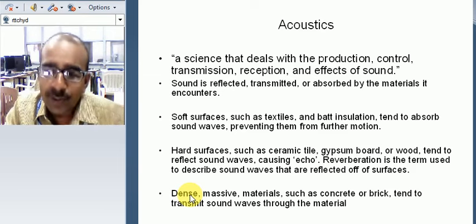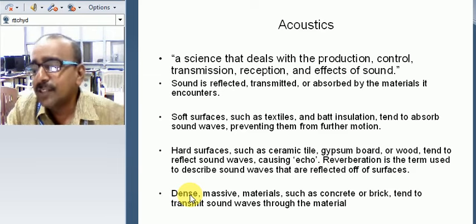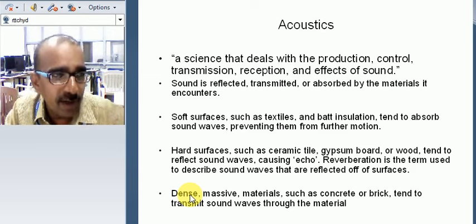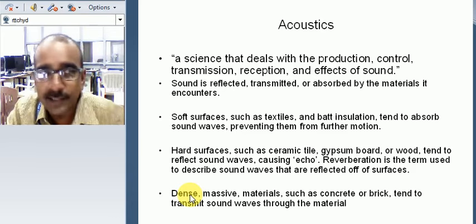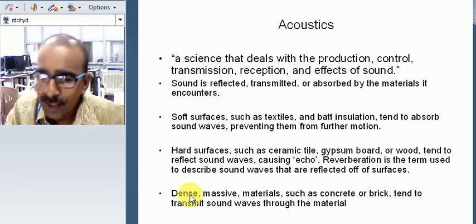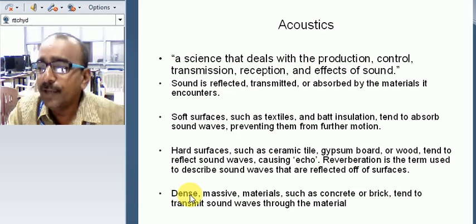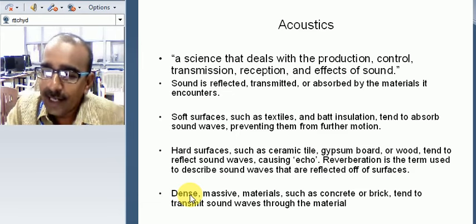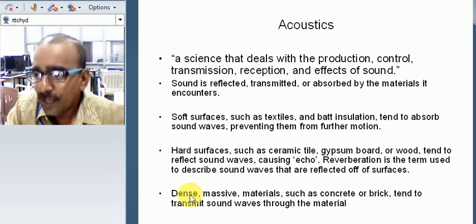So now the wave nature of sound, which we have studied in the previous slides, the longitudinal, transverse, surface or whatever different types of waves, those properties will be studied in depth in acoustics. Soft surfaces such as textiles and bat insulation tend to absorb sound waves, preventing them from further motion.